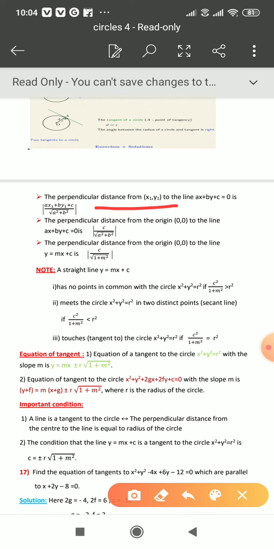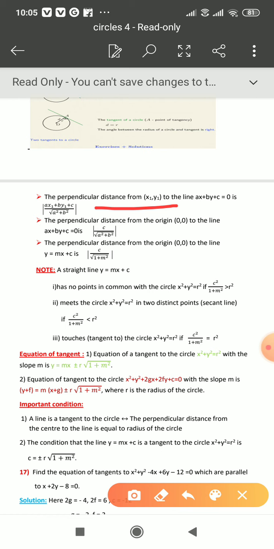If the line is of the form y equals mx plus c, in our next session we want the perpendicular distance from a point to y equals mx plus c. So we write here also: the perpendicular distance from the origin (0, 0) to the line y equals mx plus c. This is nothing but mx minus y plus c, the distance from (0, 0). So to find the distance from (0, 0), we take modulus of the constant. Here the constant is c by root of a square plus b square. a is the coefficient of x and b is the coefficient of y.